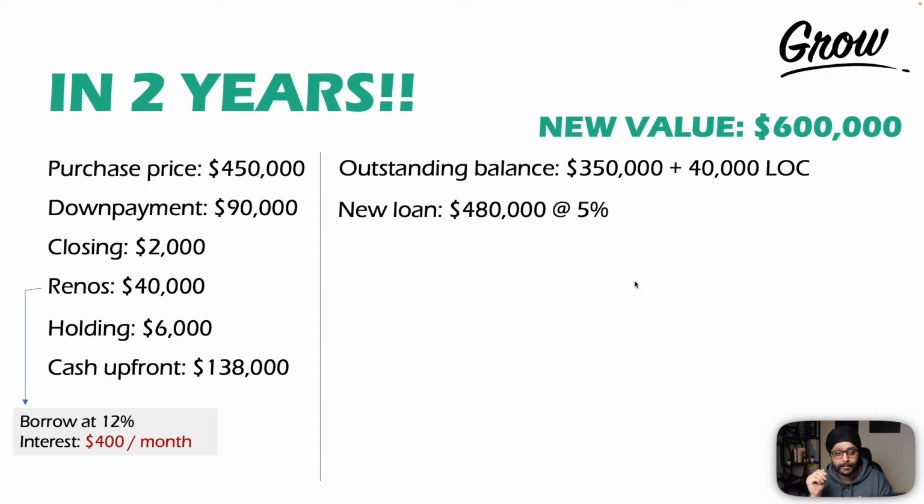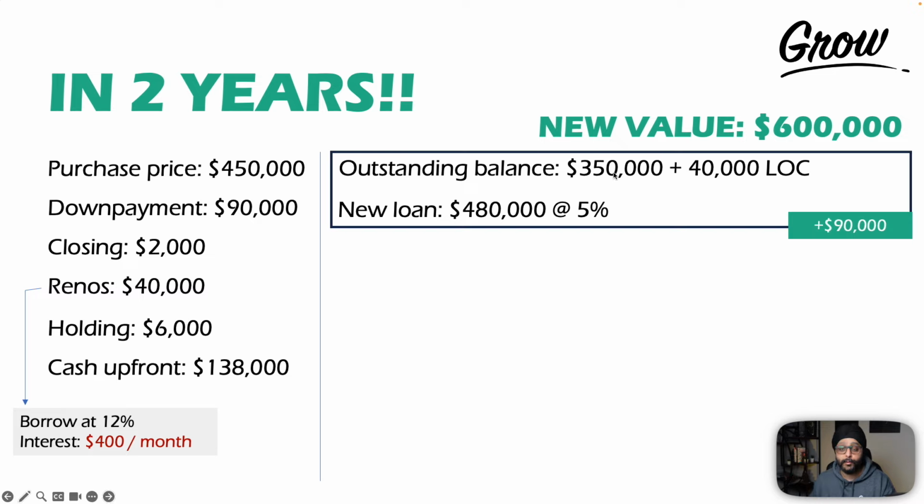But let's assume it's $600,000 and you go to the bank and you take a new loan of $480,000, which is 80% of 600 at 5% interest rate. Again, the 25-year average of interest rates is between 4 to 4.5% for rental properties. I've still taken 5%, which is a little bit high for 2026. Now, if you do the maths here, you have an outstanding balance of $390.